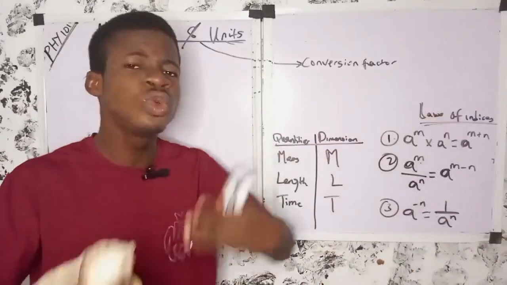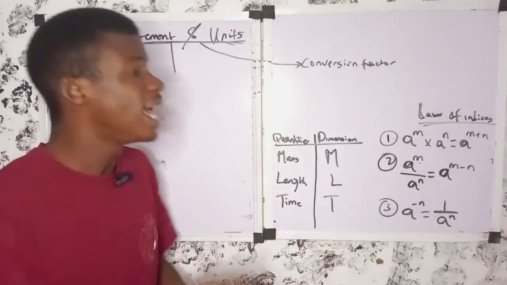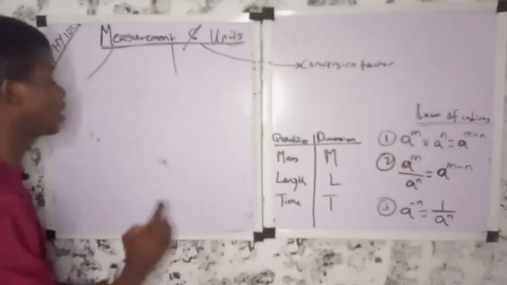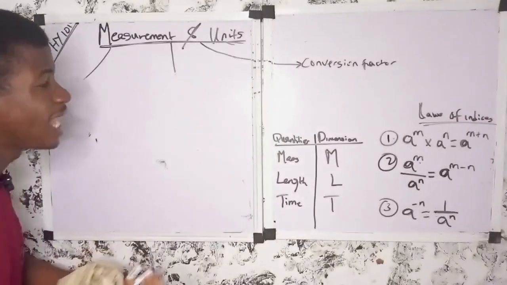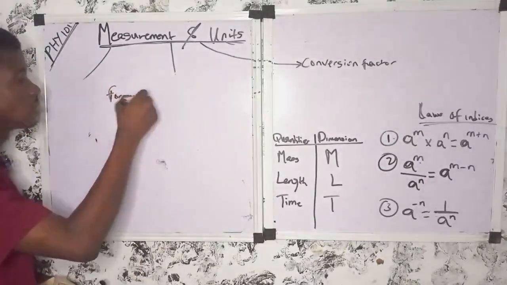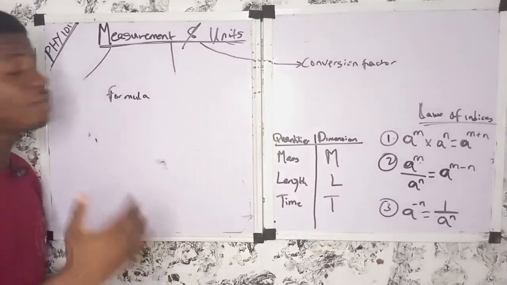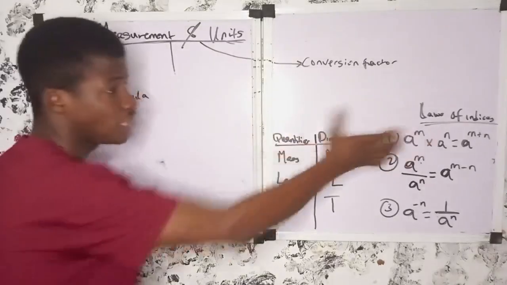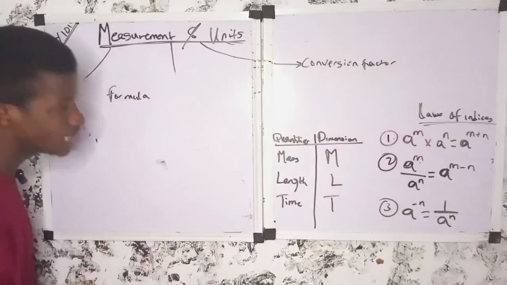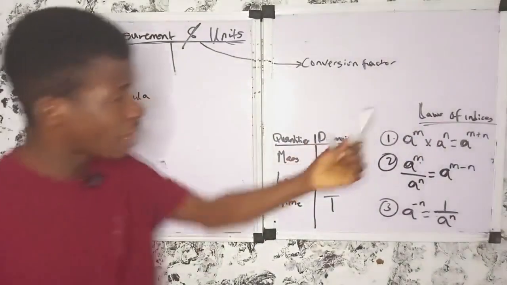Now, how do you look for the dimension of a particular quantity? At first, know the formula of that quantity. This will help you. If you know the formula of that quantity and you know the laws of indices, you can easily get the dimension of such quantity. Now, let's move back to this place.